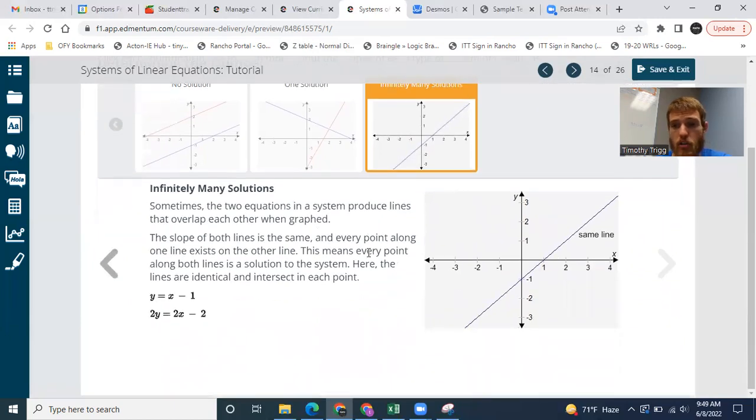The other situation you may have, which is also kind of rare, is that the two equations are actually the same exact equation. They're just written differently. So if the two equations actually produce the same line, then they have infinitely many solutions, because the two lines are the same line. They're crossing each other at every point. So they're constantly crossing each other, constantly intersecting.